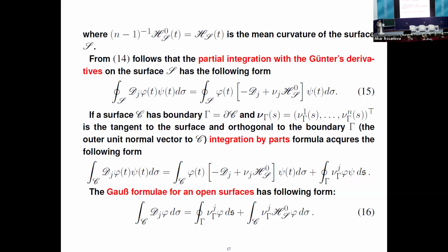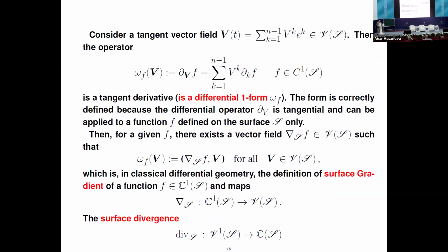Consider a tangent vector field. Now we come to the definition of the gradient and divergence. For this, we take the differential one form, which is defined as the derivative of the function with respect to this vector field. Here, omega is a differential one form. The form is correctly defined because the differential operator is tangential and can be applied to a function which is defined only on the surface.